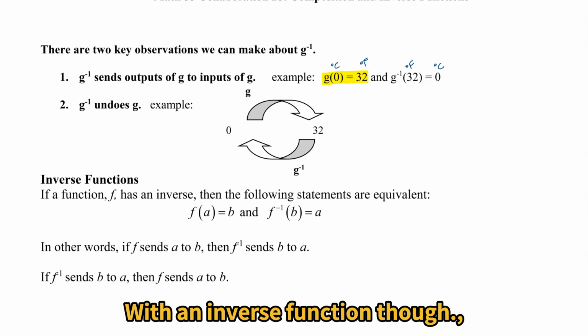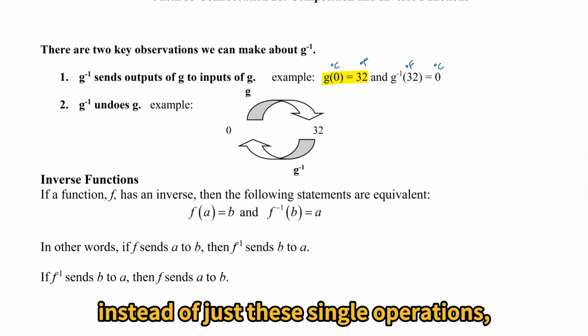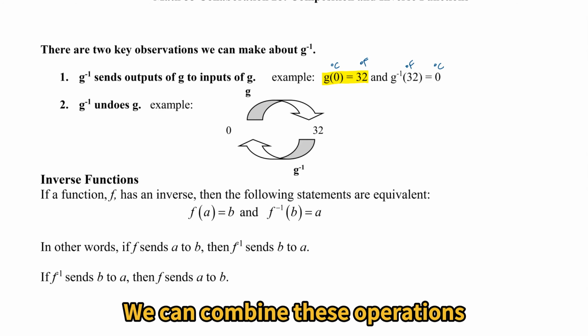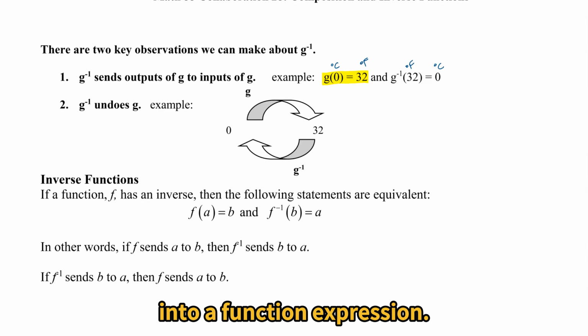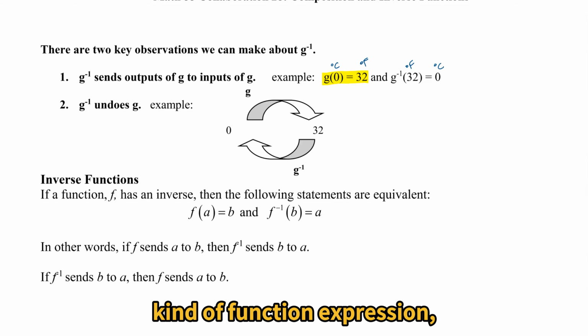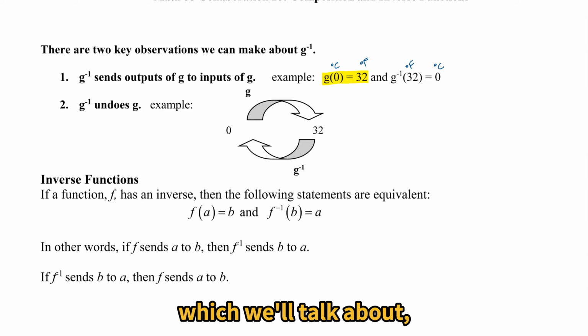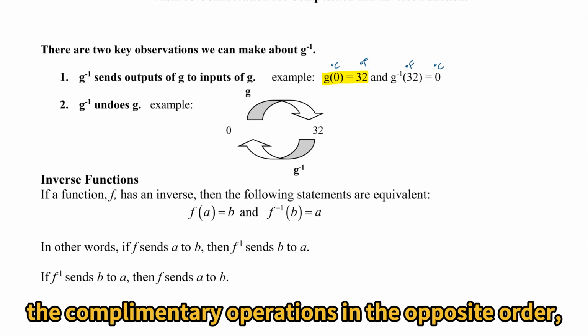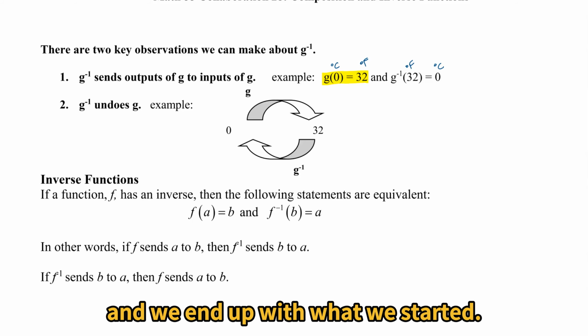With an inverse function, though, instead of just these single operations, addition, subtraction, multiplication, division, we can combine these operations into a function expression, and if the function expression is the right kind of function expression, which we'll talk about, then we can find that inverse function that will do the opposite, that will do the complementary operations in the opposite order so that it all works out and we end up with what we started.